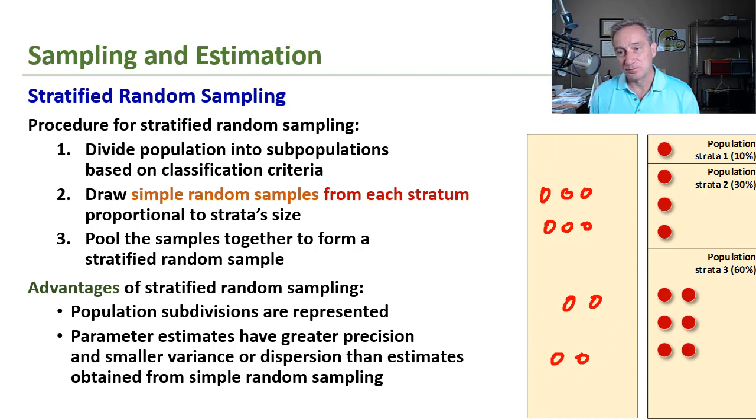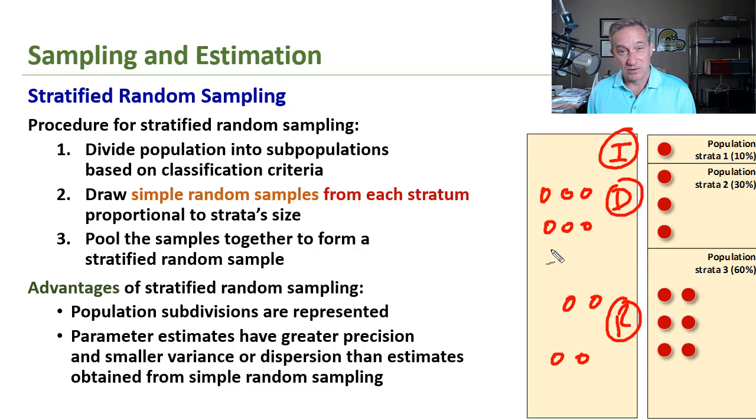Maybe this is some kind of a voting poll, and rather than just take a simple random sample, we want to make sure that we define strata of, I'm just making this up, independents, Democrats and Republicans. And so we are enforcing that a random sample includes members from each of these subpopulations. So we divide the population into subpopulations based on classification criteria. Here we'll call that strata one, and maybe we define this strata as 10% because that corresponds to our estimate of its representation in the overall population. Strata two and strata three. And then the only difference here from the simple random sample is we enforce our simple random sample from each stratum proportional to the strata size.